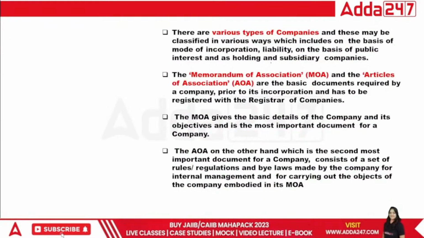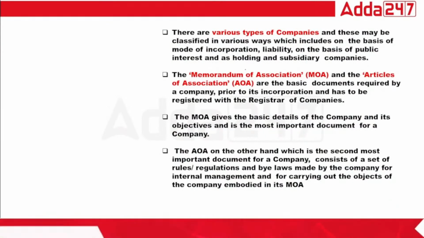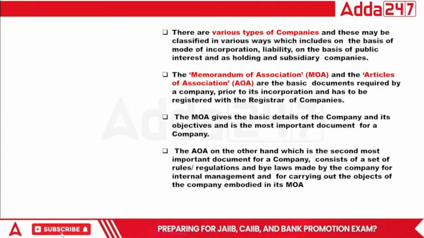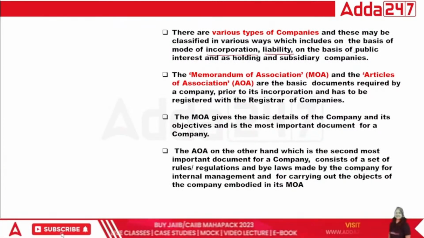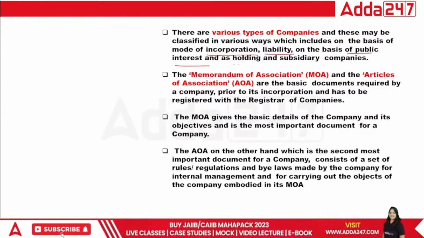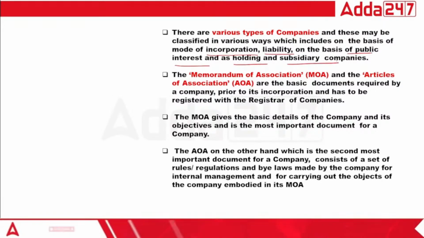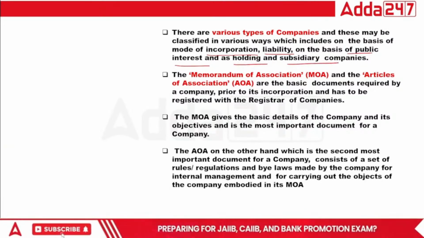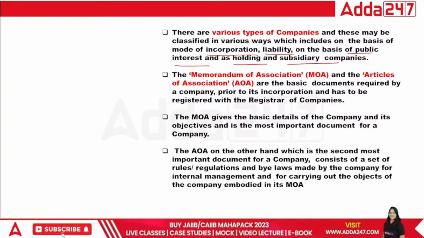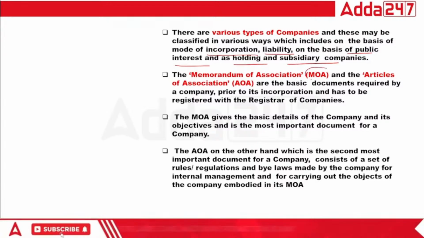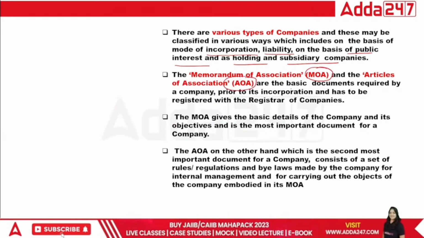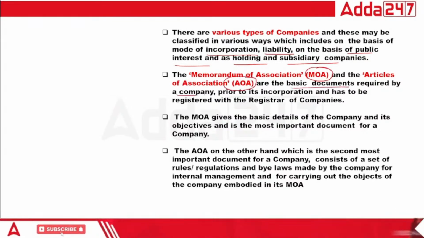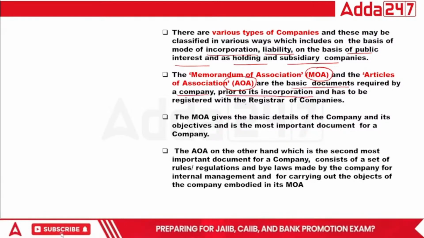Now, class, we have read the various types of company, on the basis of incorporation, liability, public interest, holding and subsidiary. So there are so many types of company. Now, the important documents of a company are the Memorandum of Association and the Articles of Association. These are the basic documents required by a company prior to its incorporation, registered with the Registrar of Companies.